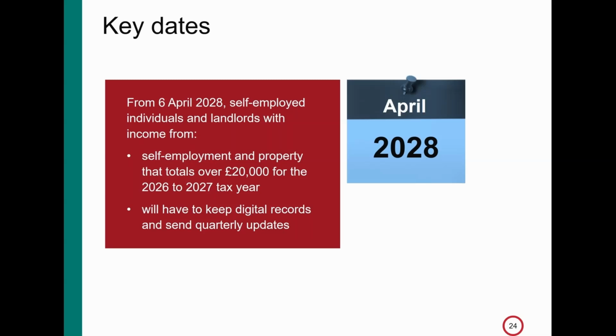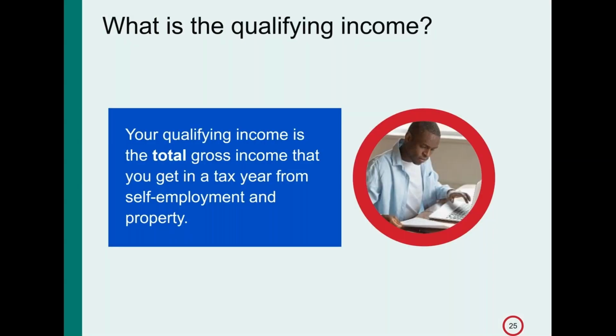So now that we know when, how do we know which of these dates applies to you? To know this, you need to understand how we define qualifying income. Your qualifying income is the total gross income that you get in a tax year from self-employment and property. We assess your gross income, also called your turnover, before you deduct expenses. To assess your qualifying income for a tax year, we will look at the tax return that you submitted the year before.